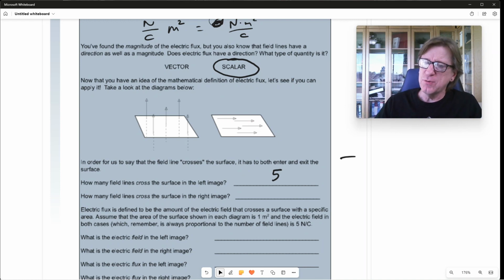Now look at the image on the right. How many of those are actually crossing? How many are entering and leaving the surface? Well, none of them, right? So that tells us something about the electric flux and the electric field.